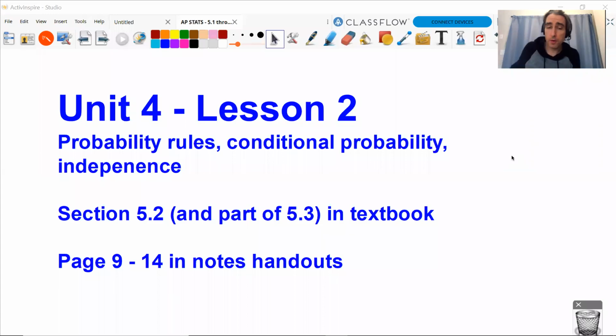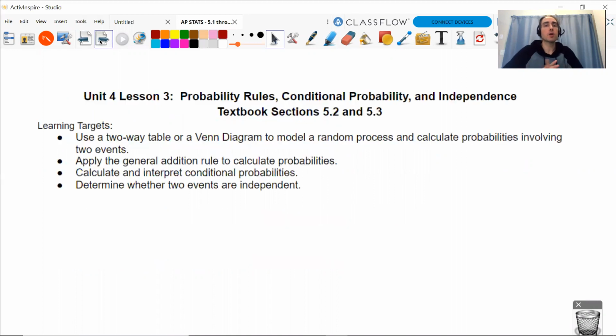All right, this video is going to go over our next probability lesson. This is section 5.2, part of 5.3 in your textbook, and on the handout, it'll be pages 9 through 14. Let's get started. Today we're going to look at two-way tables, Venn diagrams, and apply some general formulas for probabilities and determine if two probabilities are independent of each other. And we'll talk about what all that means coming up.